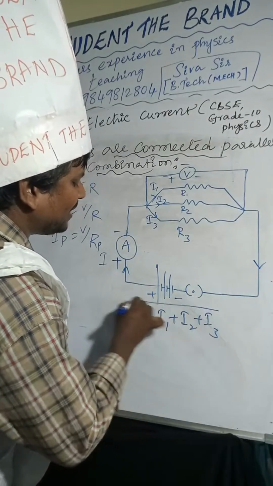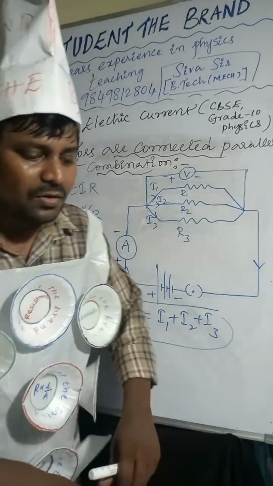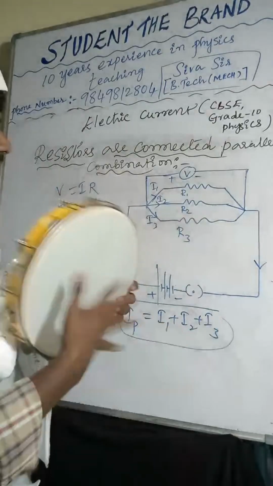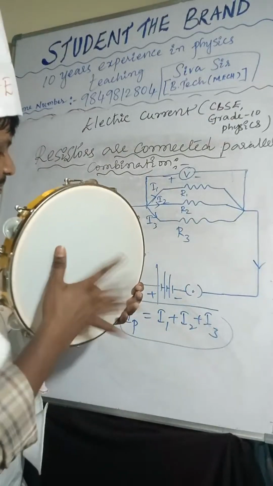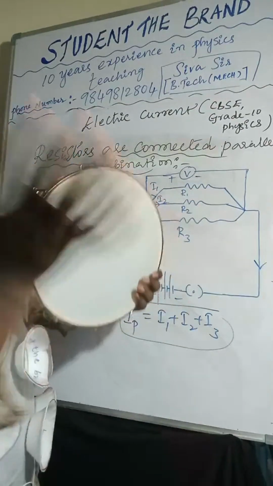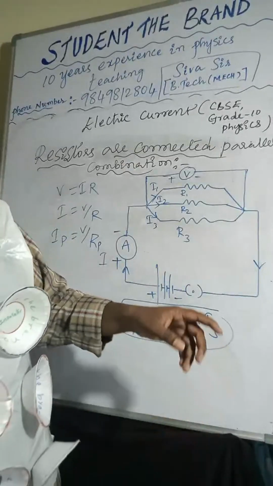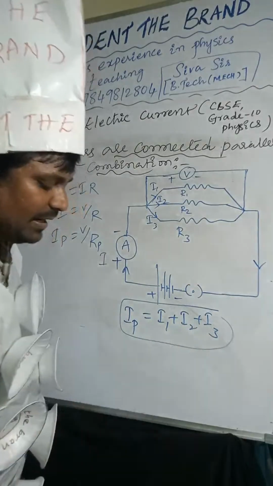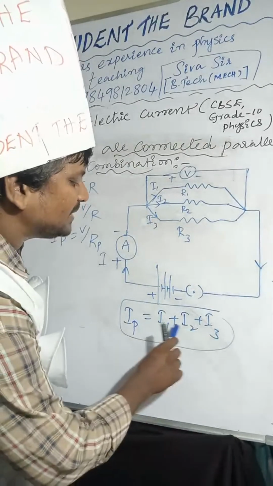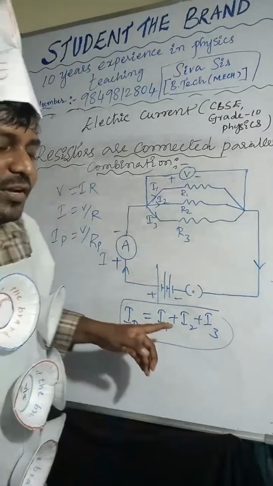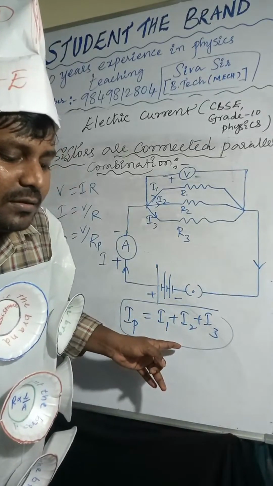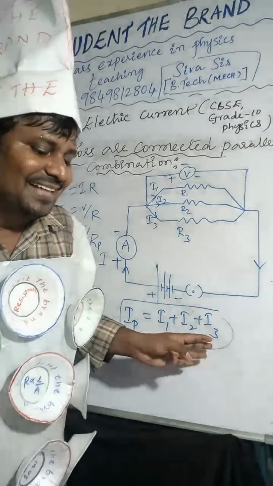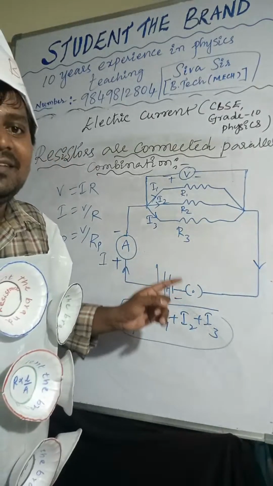Very, very important. Keep this in mind: IP equal to I1 plus I2 plus I3. IP equal to I1 plus I2 plus I3. Very important for MCQ.